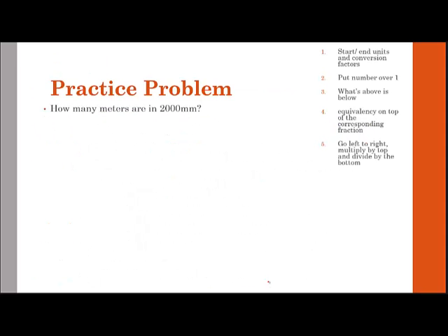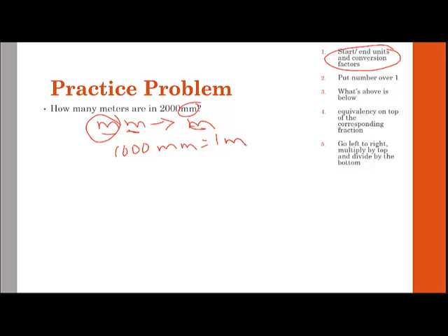Let's start with metric. You need to memorize your metric conversions, your metric prefixes. How many meters are in 2,000 millimeters? First let's write out our units and conversion factors. We're going from millimeters to meters. We're going from a prefix and a base unit to just the base unit itself. So we need to look at what that prefix means. Milli. That means 1,000 millimeters is equal to 1 meter. A millimeter is much smaller than a meter, so it takes a lot of them to equal 1 meter. It takes 1,000 of them.